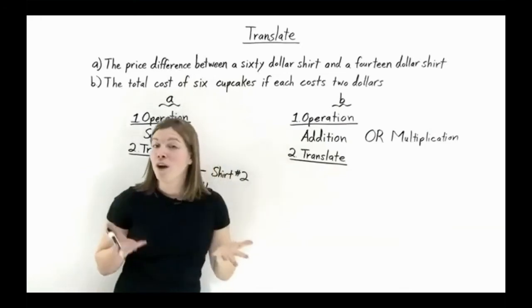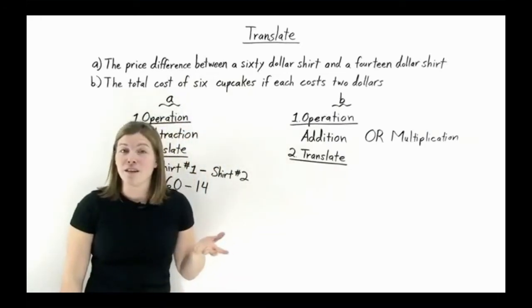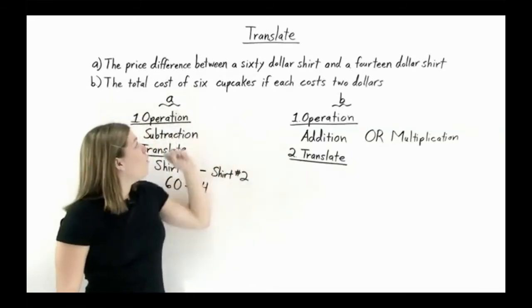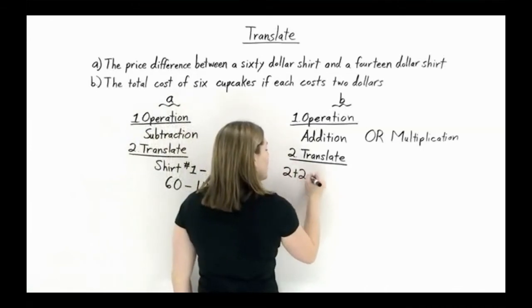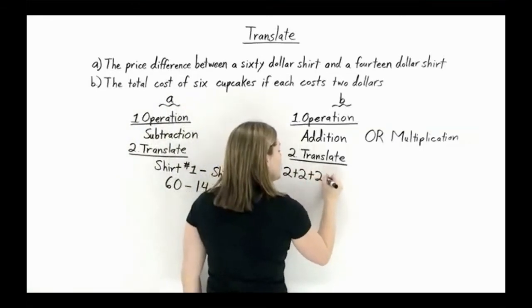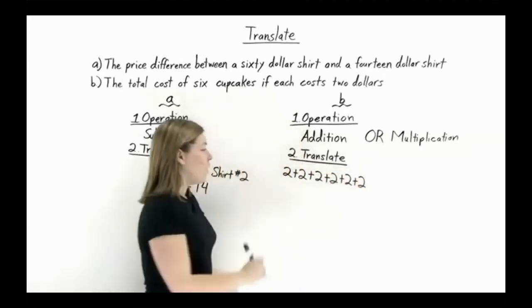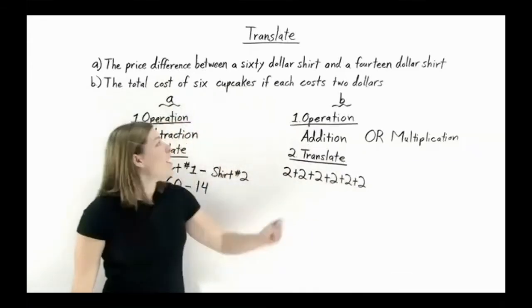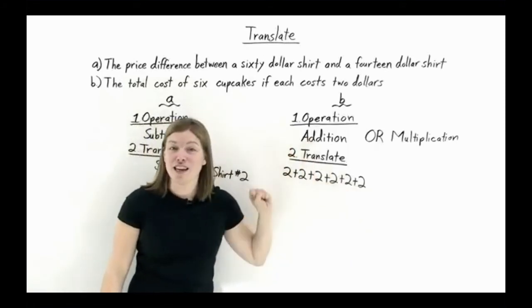First, we'll use addition. So we want to find the total cost of 6 cupcakes if each costs $2. If we buy 1 cupcake, it would cost $2. If we bought 2 cupcakes, it would cost 2 plus $2. Here, we're having 6 cupcakes. So that means we need to take the price of the cupcake, 2, and add it together 6 times. That is the translation from this phrase into a numerical expression using addition.